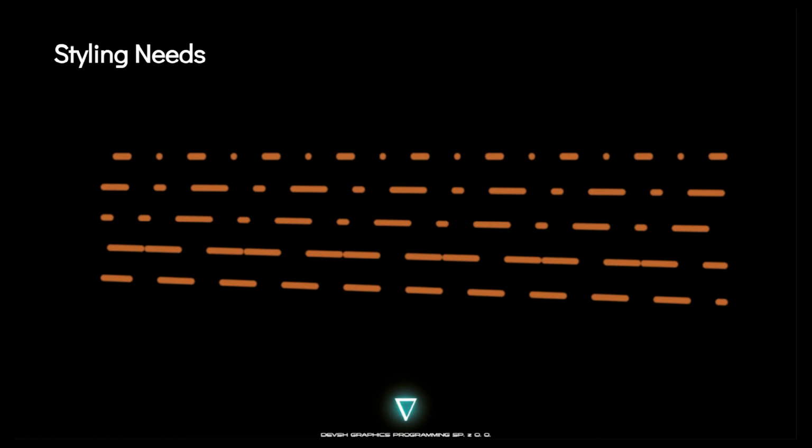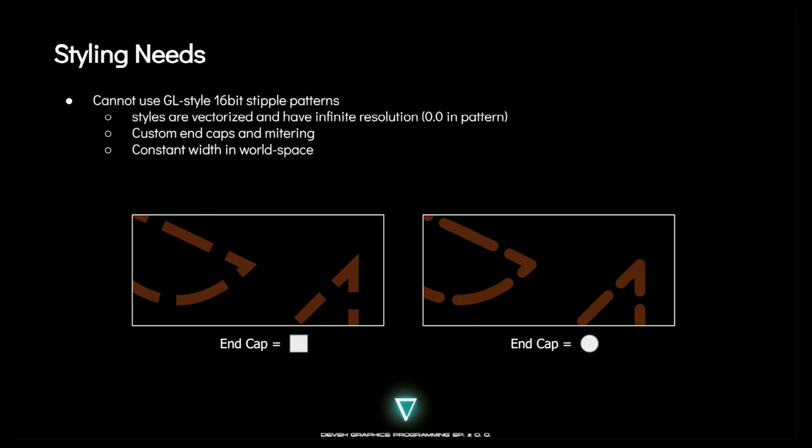They need the dash pattern applied to them, also known as stipple patterns. We cannot use hardware line primitives with GLSL 16-bit stipple patterns for several reasons. The styles are vectorized and have inferior resolution. Lines have custom end caps. Line width can be in world space. So as you can see in the image, you can zoom into it. The left one has a miter join. The right one is connected with circles.